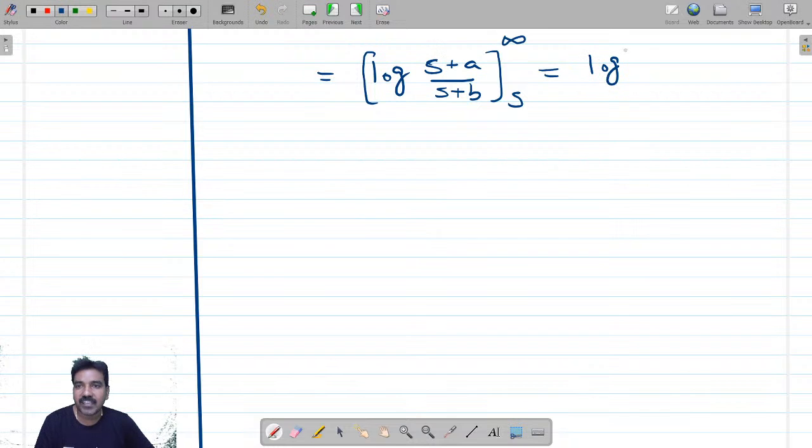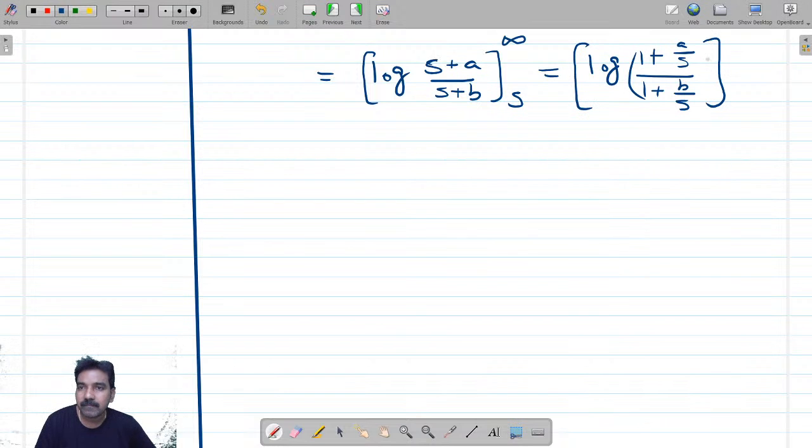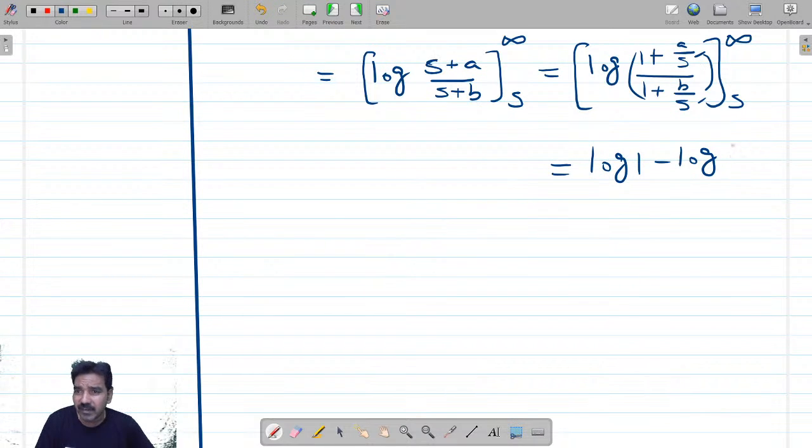So here I will take s common. I can write it as log of (1 plus a by s) divided by (1 plus b by s), s to infinity. Now when you replace this s by infinity, something by infinity is 0. So when you replace s by the upper limit, you will get 1. When you replace the lower limit, you don't have any issue.